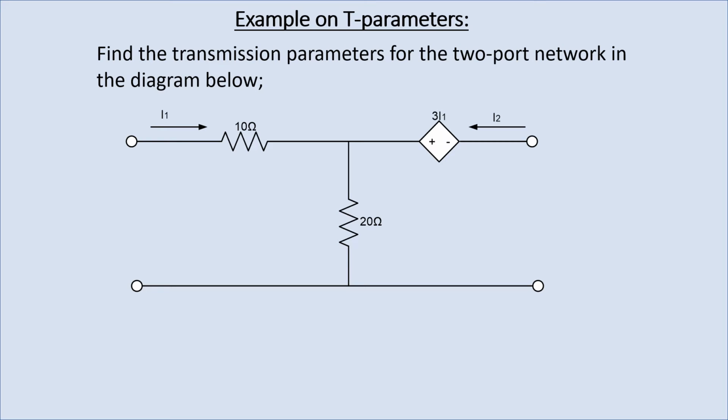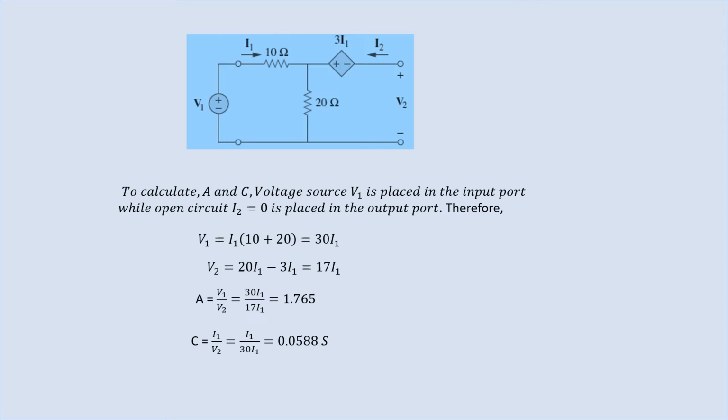Here is an example on transmission parameter. Find the transmission parameters for the two-port network in the diagram below. That is, find the A, B, C, D parameters of the two-port network in this T network. Let's go to the subsequent slide to get the solution.